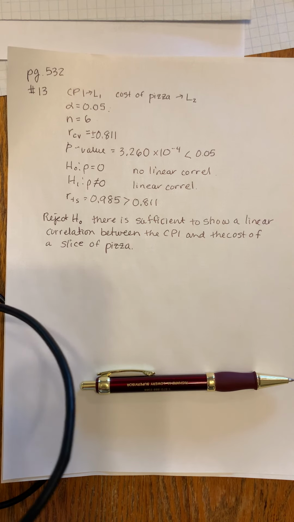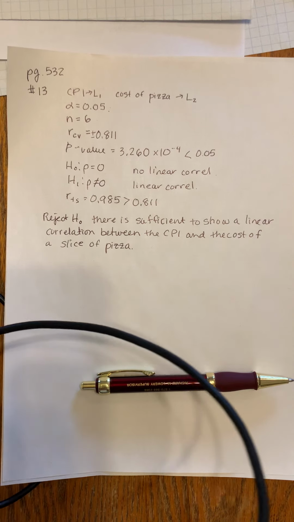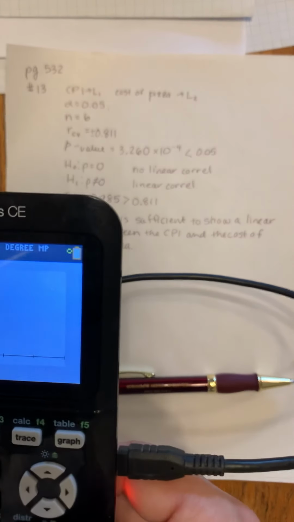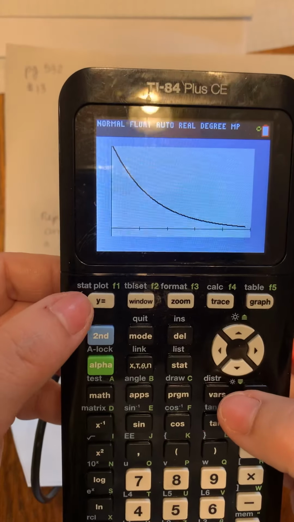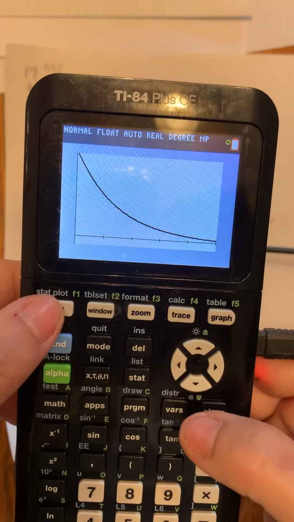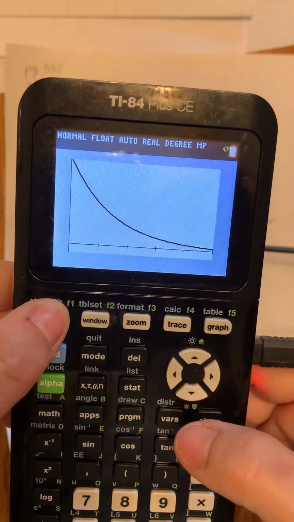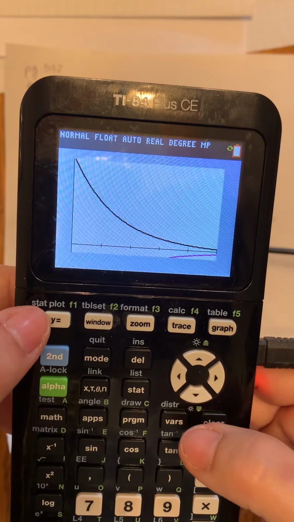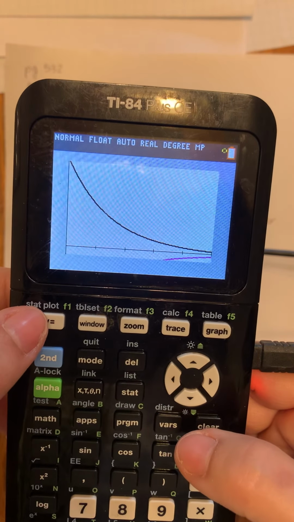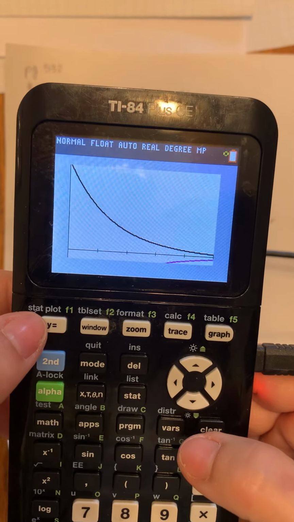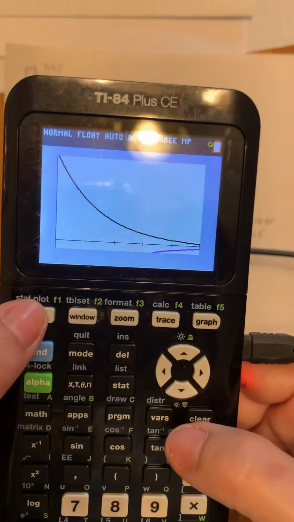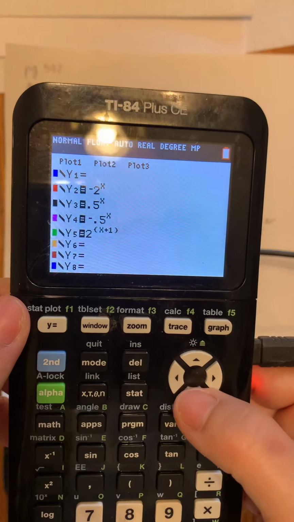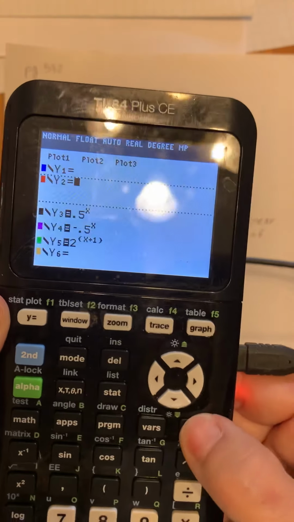Well, I was going to do a static plot of this. I have something else in there, so bear with me. Oh, I'm graphing something from before. Yep, I want to get rid of these things.